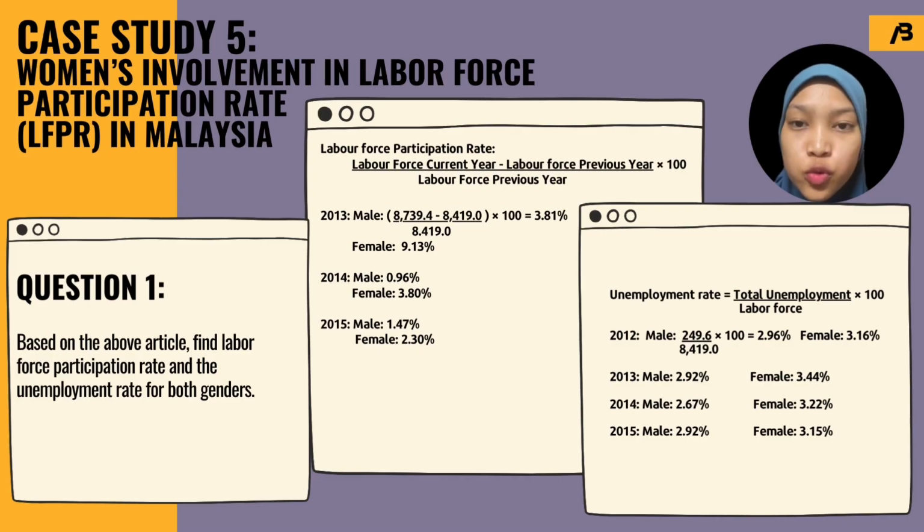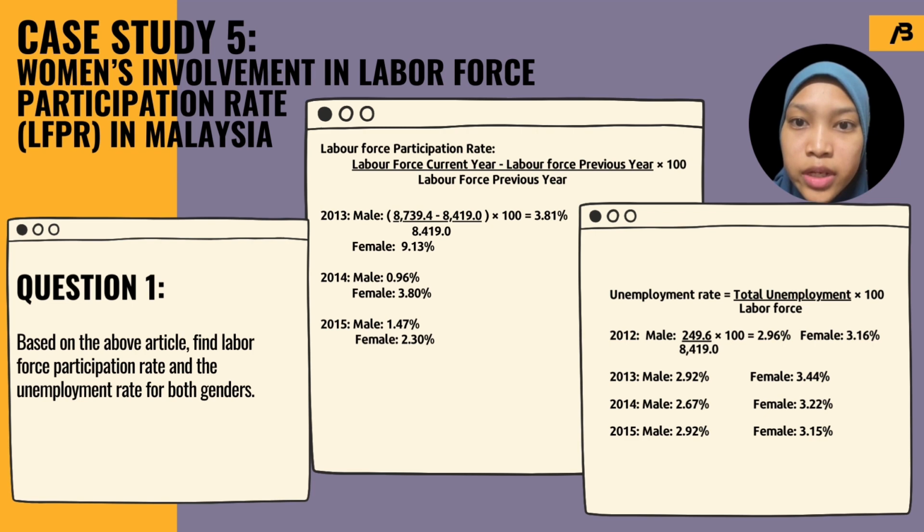The answer for question 1, labor force participation rate in 2013, male 3.81%, female 9.13%. For 2014, male 0.96%, female 3.80%. 2015, male 1.47%, female 2.30%.